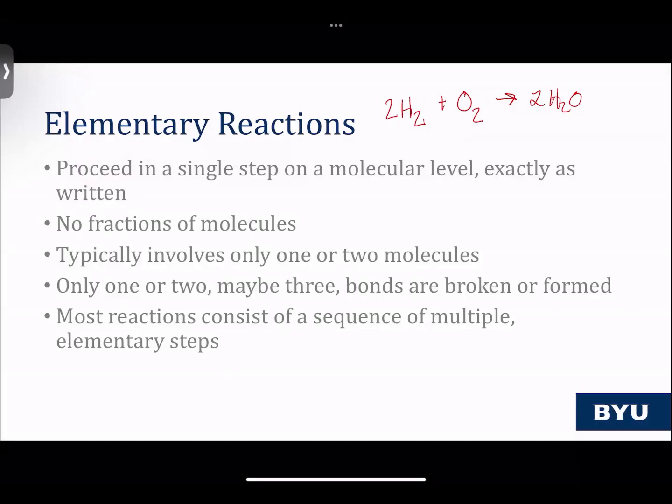And only one or two, maybe three, bonds are broken or formed. Here we'd have to have two bonds broken, but then we're also forming two more. So four total in terms of bonds broken or formed. Most reactions consist of a sequence of multiple elementary steps. And so it's pretty rare that what you see written down is actually an elementary reaction.